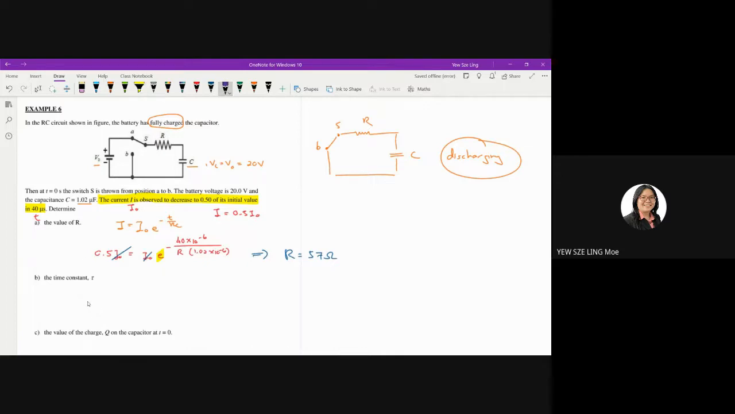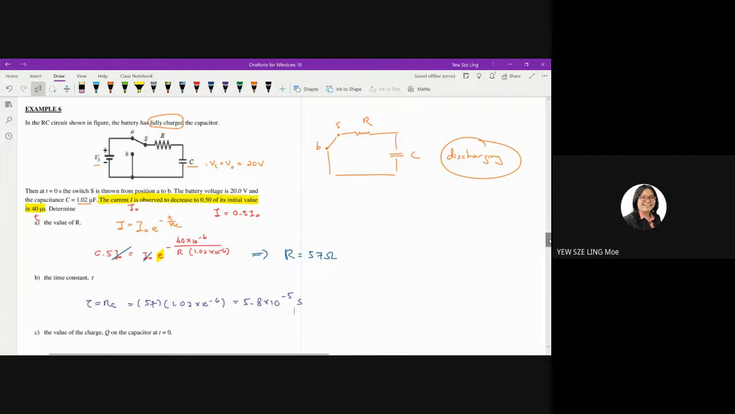Well, time constant, you have these equations. Tau equals RC. R from question A is 57. C is given as 1.02 times 10 to the power of negative 6. So the final answer is 5.8 times 10 to the power of negative 5 seconds.